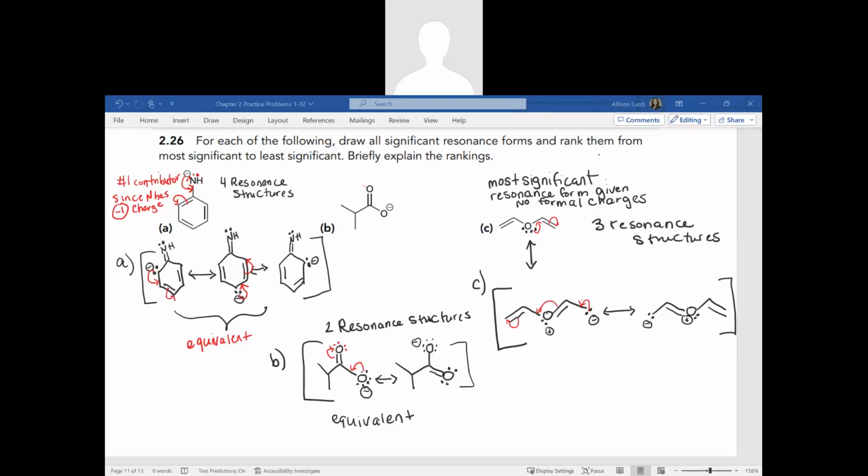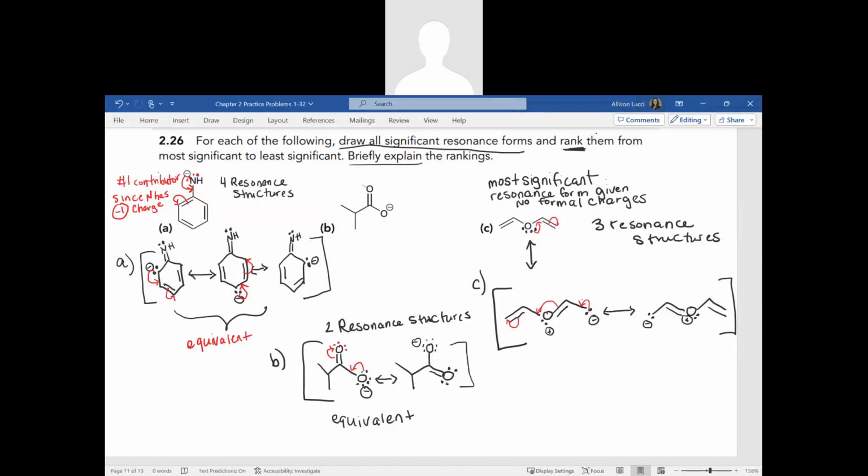Problem 26 from chapter 2 gives us these three structures and asks us to draw all the significant resonance forms, and then rank them from most significant to least significant and give a brief explanation. So that's what I have written down here.